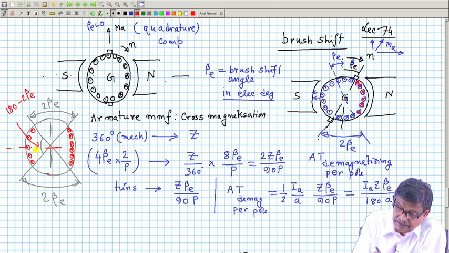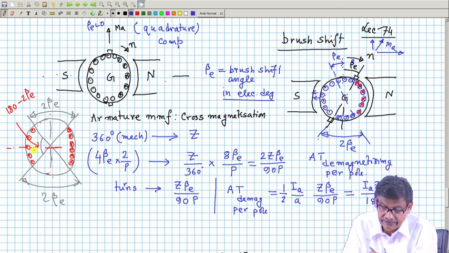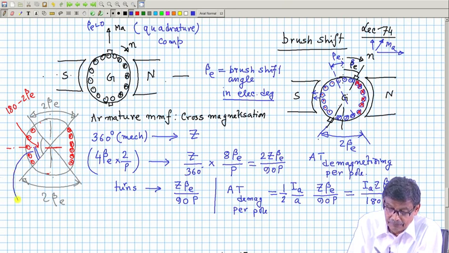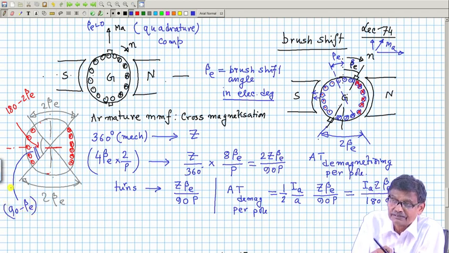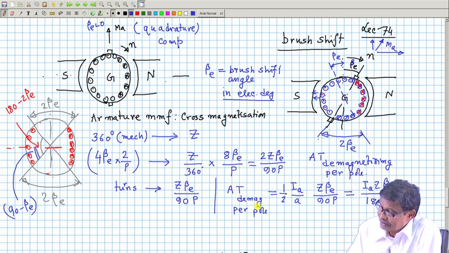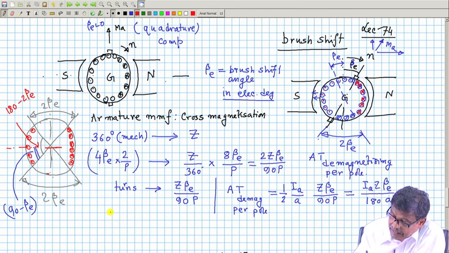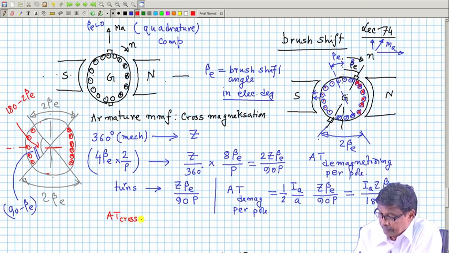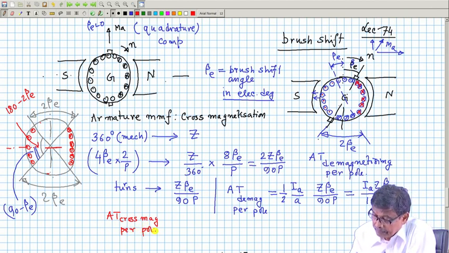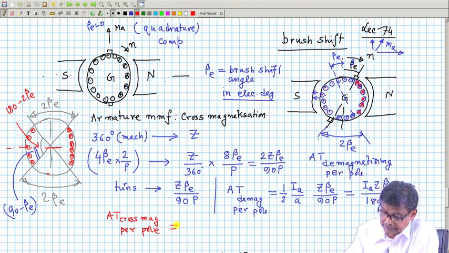is not, that is this angle will be 90 minus beta E, half of this. So, ampere turns demagnetizing per pole is this one. So, I now write with a different color, ampere turns cross magnetizing per pole, I have to calculate per pole, will be simply replace beta E by 90 minus beta E.